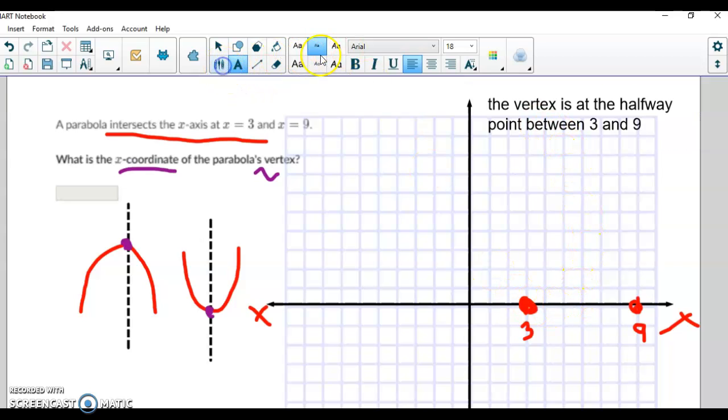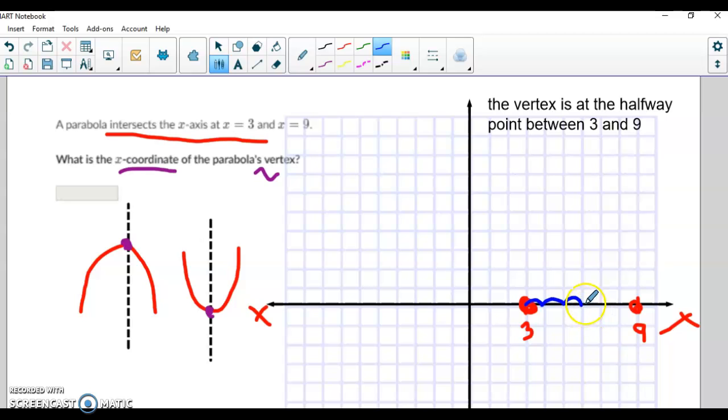Just to be real with it, let's just count. 1, 2, 3 hops to get to this center point. Let's go 3 hops the other direction: 1, 2, 3 hops right there. So the vertex is going to be somewhere along this center point. Let's use a different color.